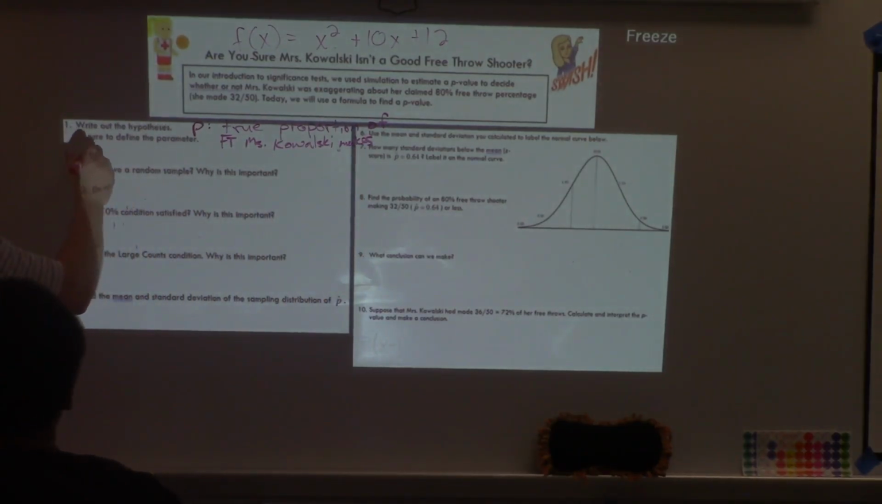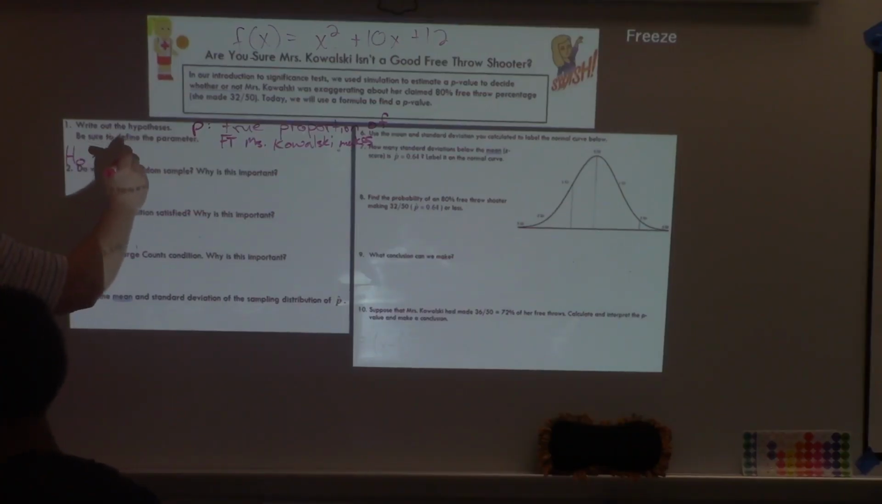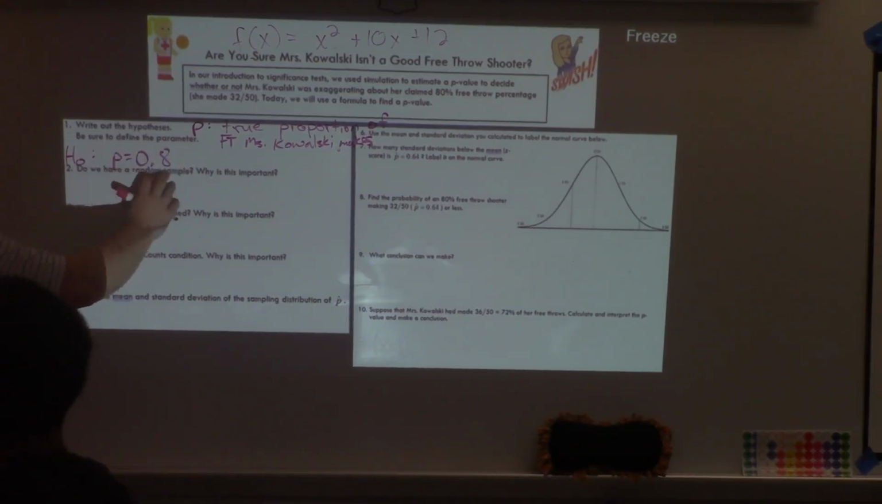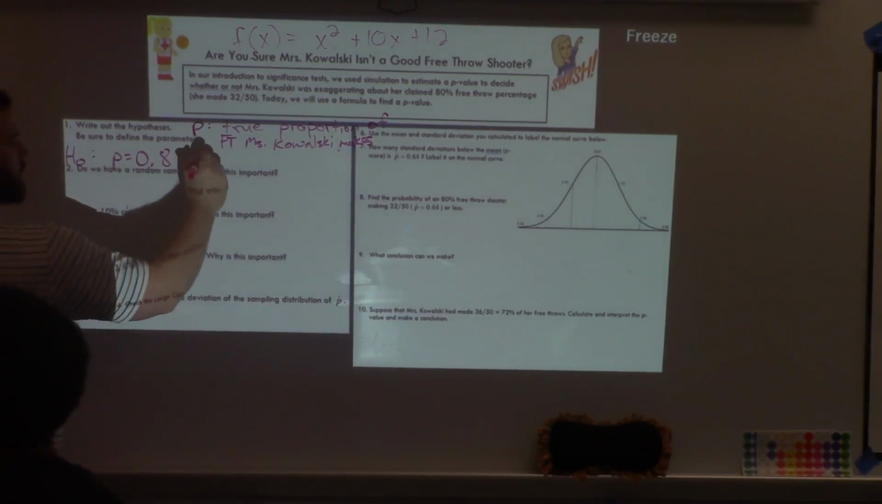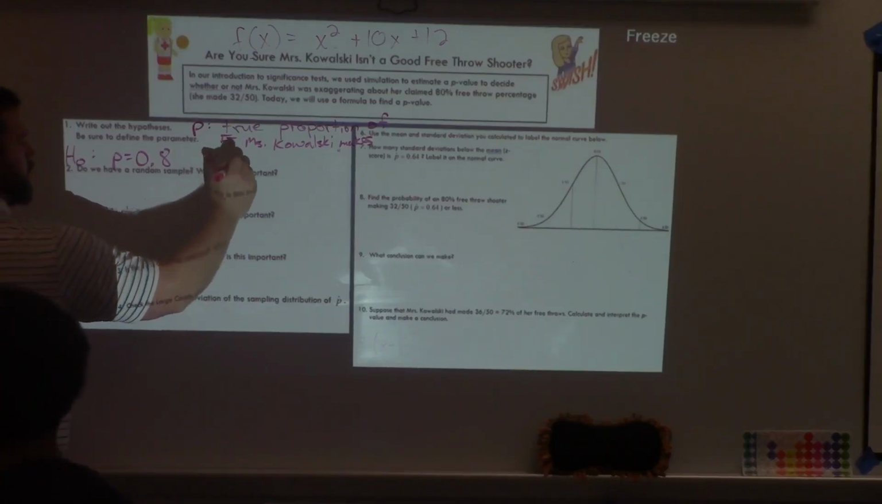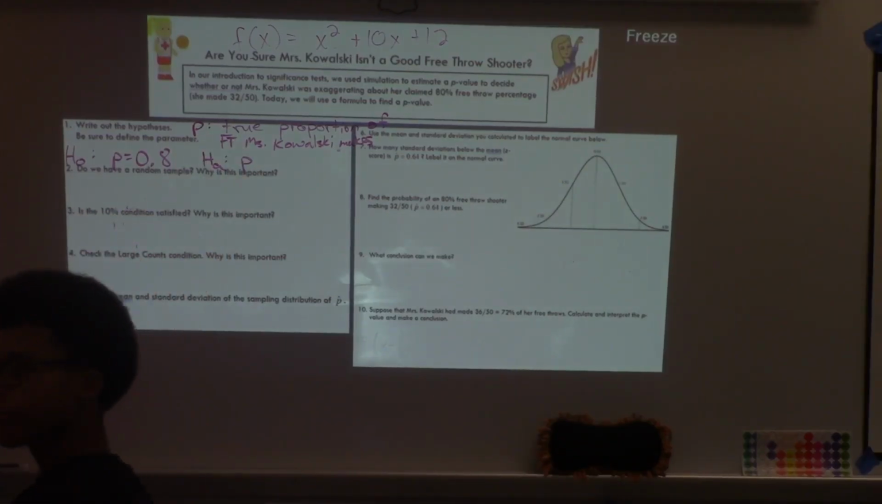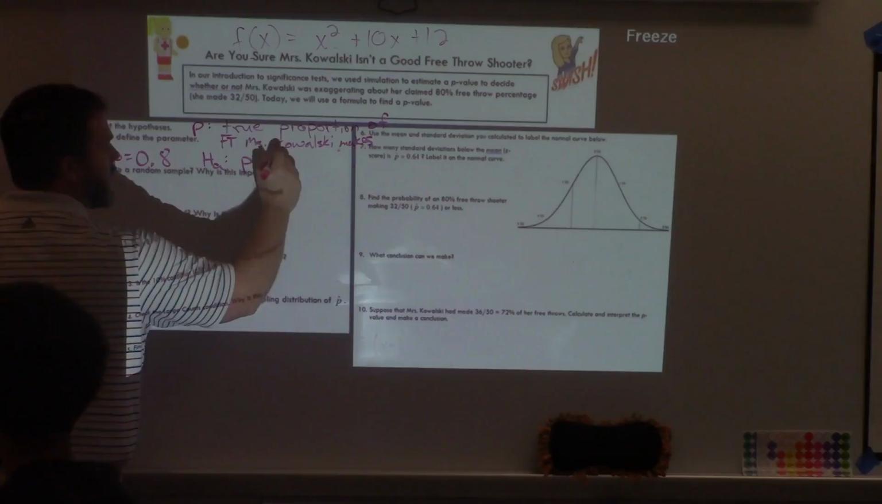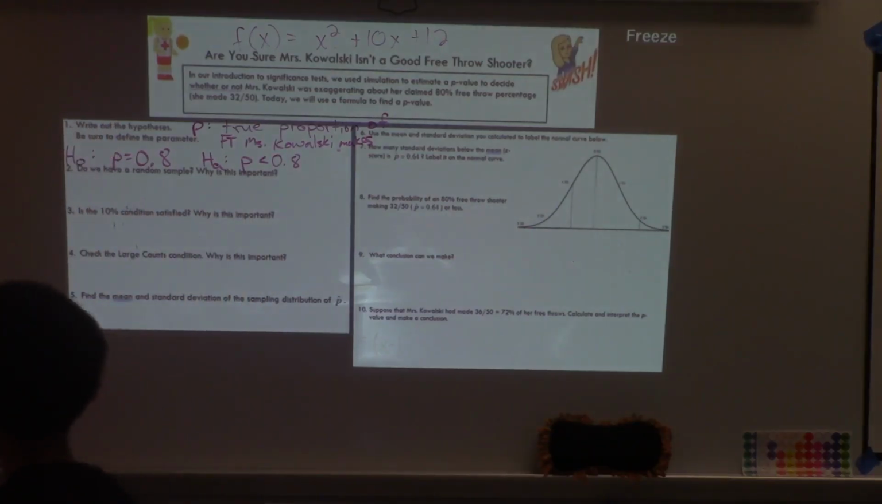What is our assumption? P is equal to 0.8. I would say, guys, remember, null is always a statement of equality. Alternative: P is less than 0.8. Did I think she was just not different from, or did I say she was less than? Less than, okay.